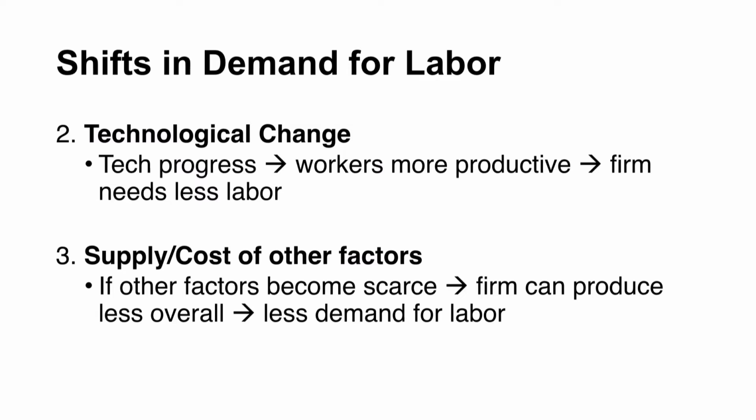Third, the supply or costs of other factors will cause a shift in the demand for labor. So if other factors become scarce, the firm can produce less overall. So there's going to be less demand for labor. If one of the key factors of production not related to labor becomes unavailable, then the firm cannot produce that good any longer. So it's not going to need the workers to produce the good if it can't get access to the other inputs that it needs.